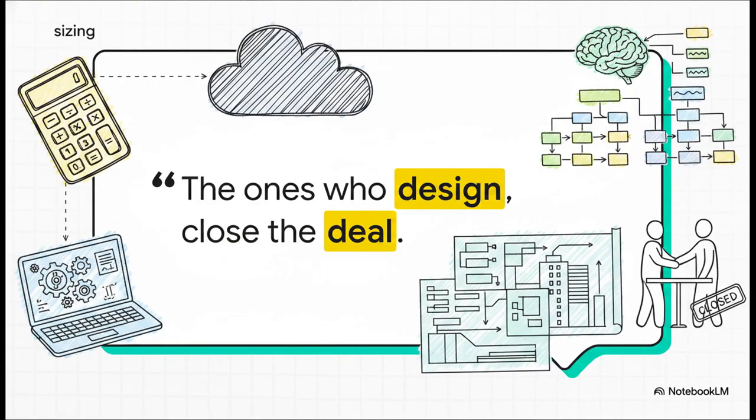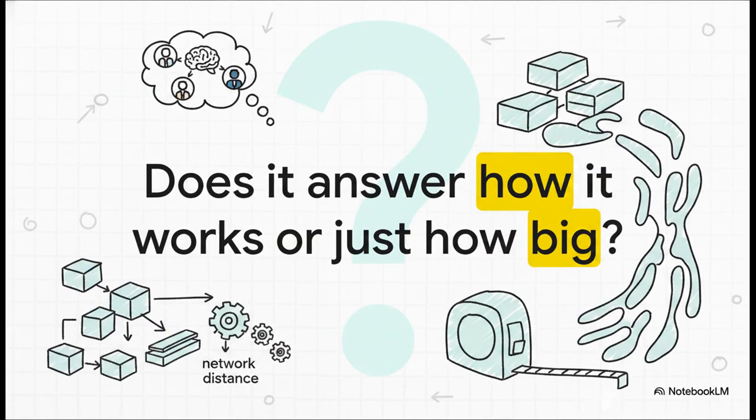Sizing has been commoditized. Architectural design has not. Everyone who can size a system sends a proposal, but the ones who actually design the solution close the deal. Think about it. Your competitor has access to the exact same sizing calculators and AI tools that you do. Arriving at the identical hardware specification is easy, but understanding a customer operational constraint deeply enough to build a working, reliable architecture is incredibly rare. So I want to leave you with a crucial question. Does your proposal answer how the system will work, or just how big it needs to be?